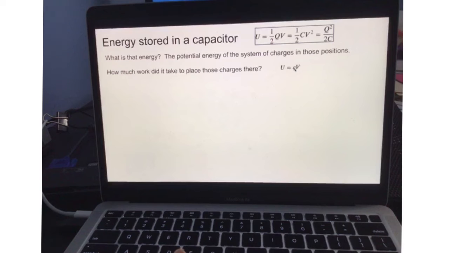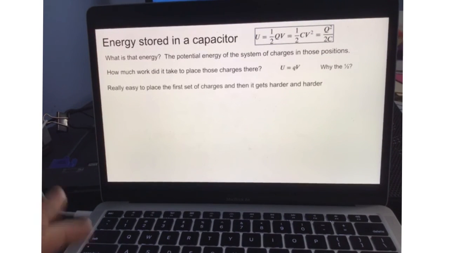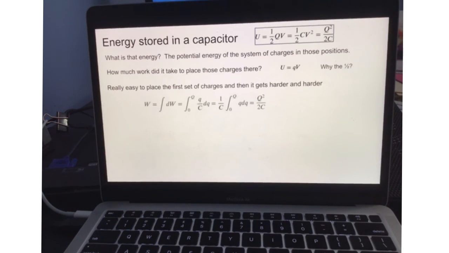That's your potential energy. But hold up, that says 1/2 QV. So why the 1/2? Feel free to pause this and think before I tell you the answer. It's really easy to place the first set of charges on those plates. But then it gets harder and harder as you're shoving. Think about how hard it is to get that last charge, or set of charges, onto those plates. It gets harder and harder. So if it starts out easy and gets harder and harder, hopefully your brain is going to an integral.